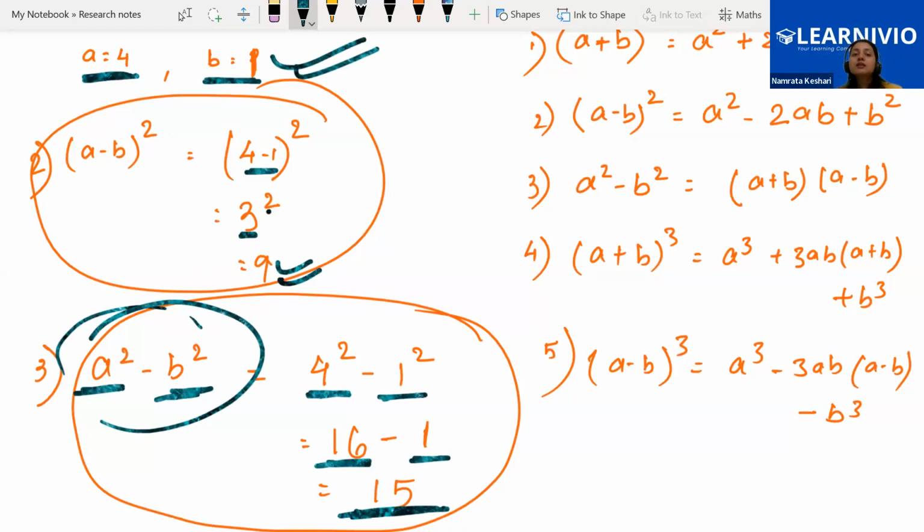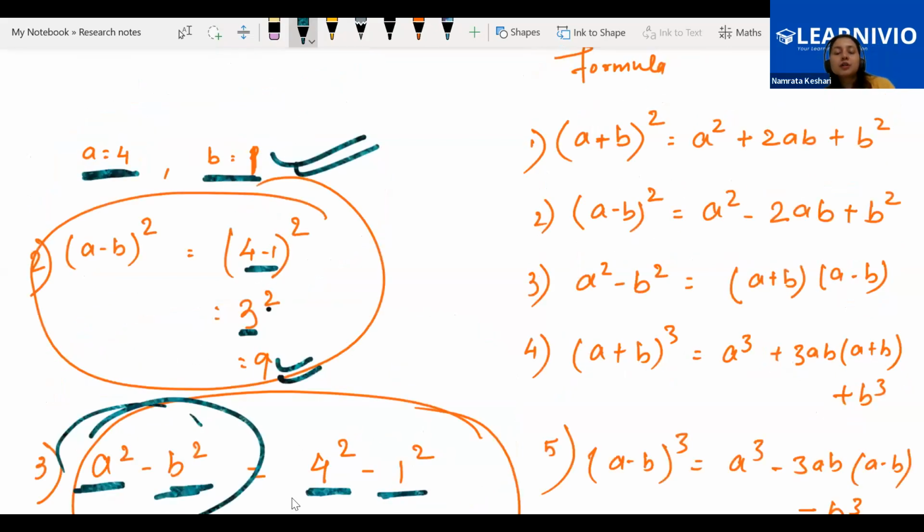Can you see it? In formula number 2, we first do a minus b and then square whatever result comes, and in formula number 3, we square a, square b, and then do the subtraction. Can you see it? Please don't get confused between formula number 2 and 3.